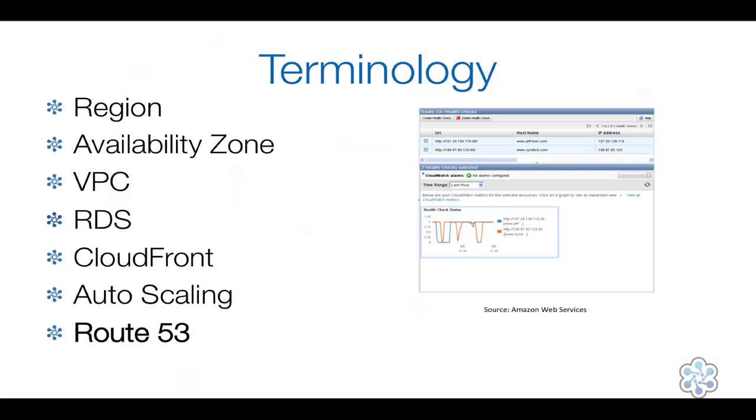Simply put, Route 53 is a domain name service. It offers many high availability features such as latency-based routing, health checks, and failover policies.